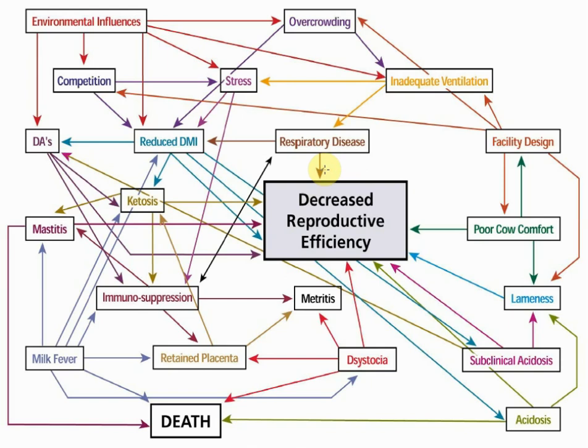A busy graph that shows what happens and what contributes towards poor fertility within a dairy herd. It can be infection, housing, comfort, lameness, subclinical acidosis, calving; all of these issues are interlinked. And you can see here particularly things like ketosis. This is a big driver for a lot of problems, DAs, mastitis, reduced dry matter intake, again a big driver. So all of these things interact.